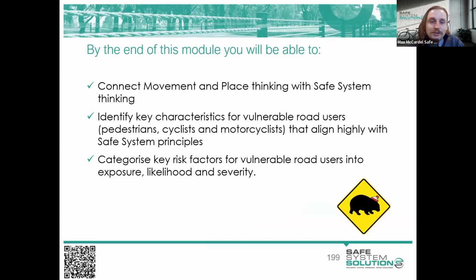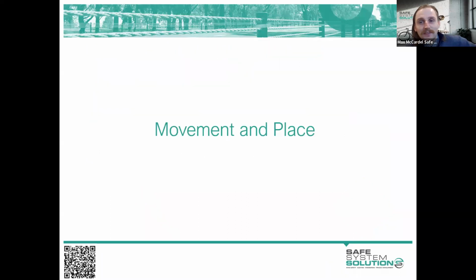Today's session, we are going to be talking about movement and place, particularly within the safe system thinking. We'll be identifying key characteristics for vulnerable road users, and things that particularly work well for our pedestrians and cyclists and motorcyclists, things that align highly with safe system principles. Importantly, we'll always be referring to whether the treatment would impact exposure, likelihood, or severity. So we'll get stuck into it.